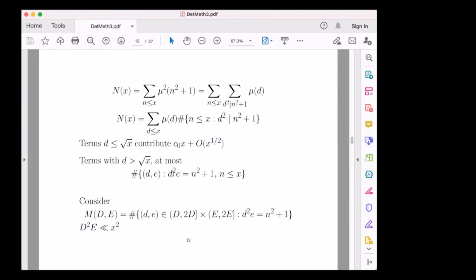Okay, so we'll split the available ranges for d and e into dyadic pieces. So we'll suppose that d runs from capital D to twice capital D, and e runs from capital E to twice capital E. And we'll count solutions d squared e equal n squared plus 1, and we'll assume that the parameters capital D and capital E satisfy this inequality, which corresponds to the fact that n is at most x.